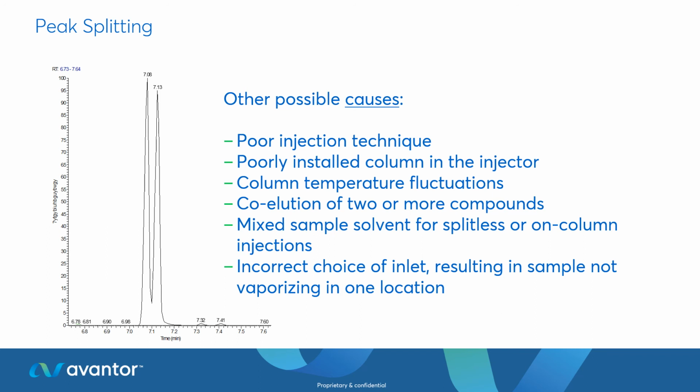It may be that actually there's a coelution of two or more components that's causing what looks like peak splitting. It's actually two peaks. In terms of the other factors, it may well be mixed sample solvent for splitless. Having two different solvents can give differences in the retention times due to the volatilization process for the splitless, or indeed on-column injections. The wrong inlet choice can also result in the sample not volatilizing correctly, and consequently that causes issues with peak splitting.